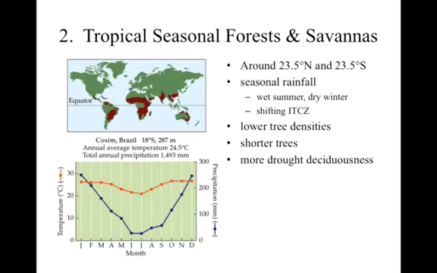The next biome is the tropical seasonal forests and savannas. Again, these occur a little bit away from the equator, where we have wet summers and dry winters. And these occur around about 23.5 degrees north and 23.5 degrees south. We have seasonal rainfall, and again, that's because of that shifting ITCZ. Not surprisingly, because we have less rainfall and a little bit cooler temperatures, there's lower tree densities in these regions. We also have shorter trees, and they're a little bit more drought deciduous because they have those dry winters. Also, we have more grasses and shrubs and just fewer trees in general.